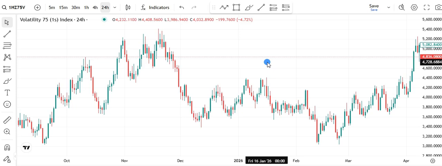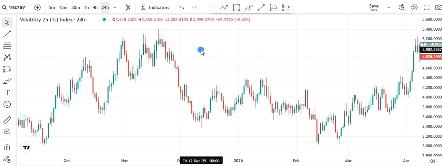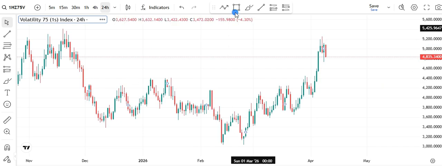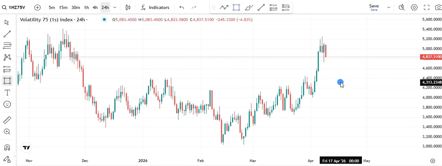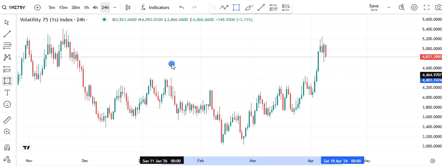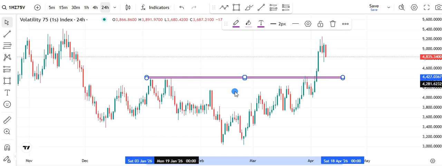It is 9th of April 2026, and of course it's Thursday. So you'll be looking at the volatility 75 index. Alright, so here is the 4-hour chart, but then we're marking out our levels where the market has been respecting.